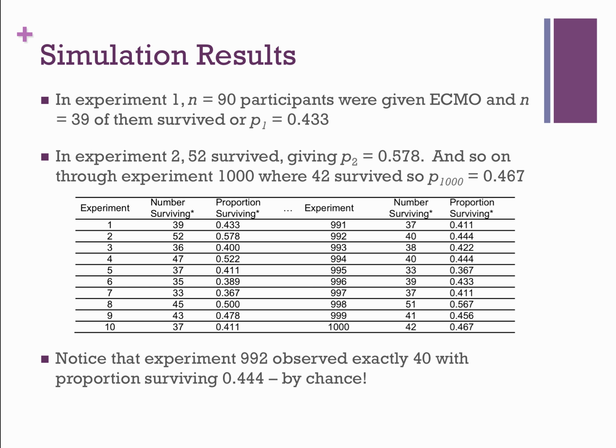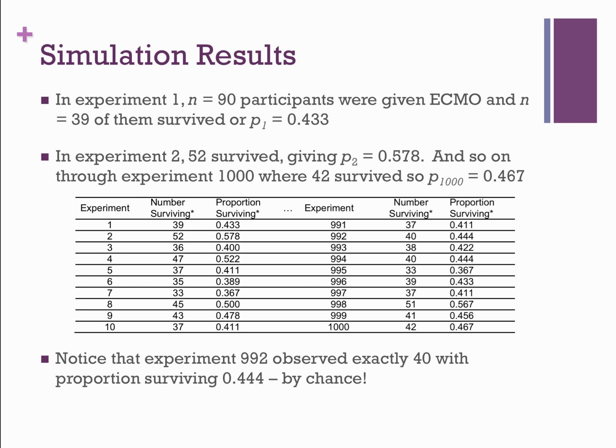This is the table, or part of that table, of 1,000. So you can see in experiment 1, 39 people survived out of the 90, and that gives us a proportion surviving of 0.433. So this isn't out of 100, this is out of 90. 90 was how many were in the Peek et al. ECMO group. I've asked JMP to do this 1,000 times. And you can see here on the left the first 10, and on the right the last 10. In experiment 1, the survival rate was 0.433. In experiment 2, it was much higher at 0.578. All the way down to experiment 1,000, where the proportion for the 1,000th experiment was 0.467.